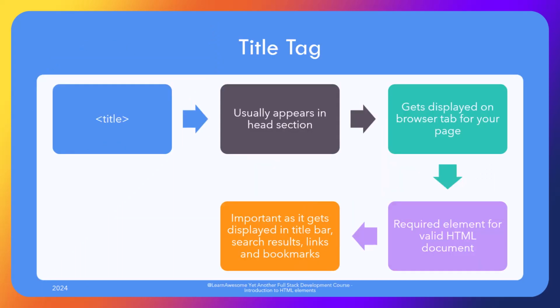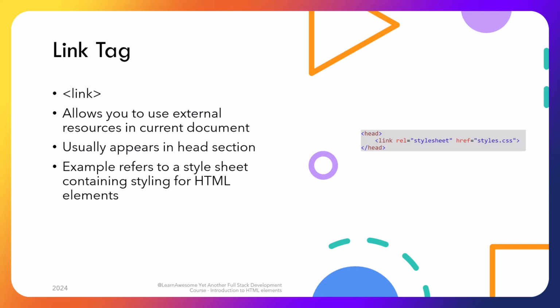The most frequently used tag within head, also used in our example, is the title element, which gets displayed in the tab or title bar of the web page. Note that the title tag is also a required element in an HTML document and gets displayed in the title bar, search engine links, and favorite text. The link tag lets you use an external resource in the current document. In the example on the slide, the link element is referring to an external style sheet or CSS file, which would define presentation or styling to be applied on elements in the current file.